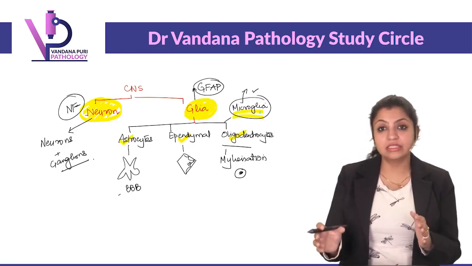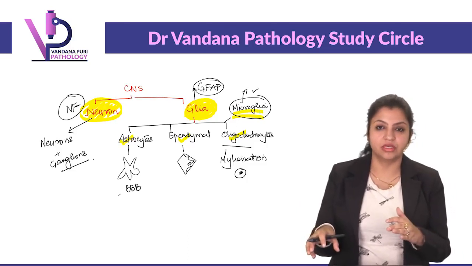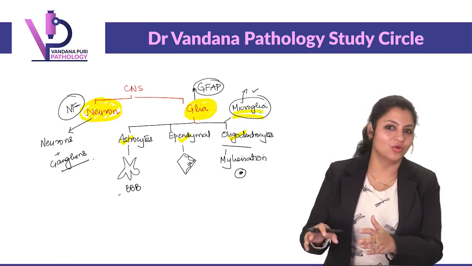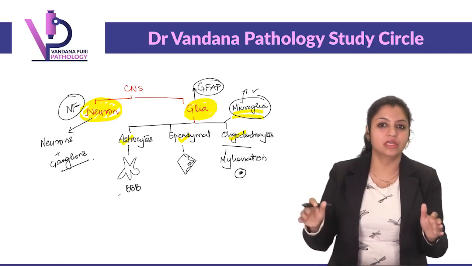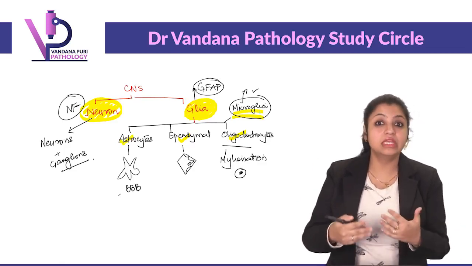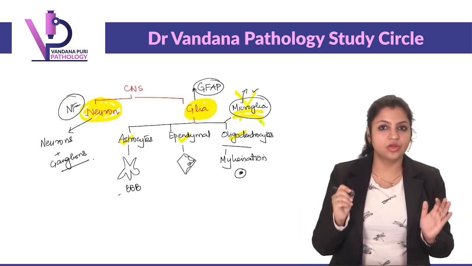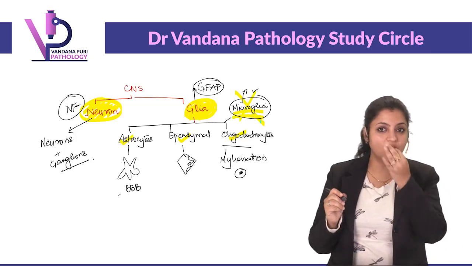So microglia is actually a macrophage of the brain, and there is no microglioma. So it doesn't give rise to any tumor. It reacts to many conditions, but it doesn't give rise to any tumor. So can I say there is no microglioma? So how many types of glioma are there?